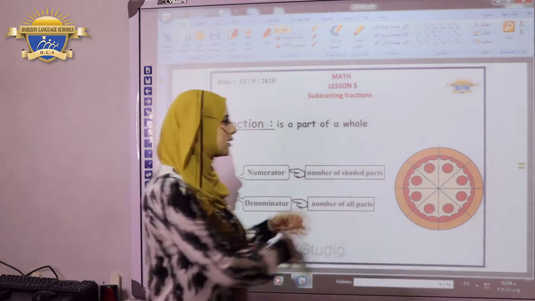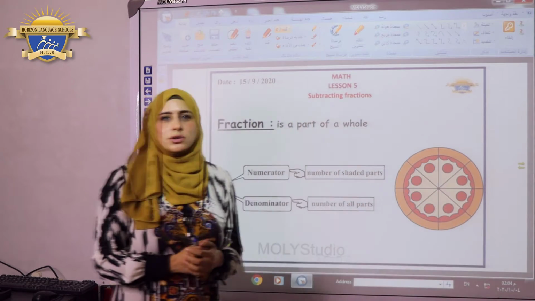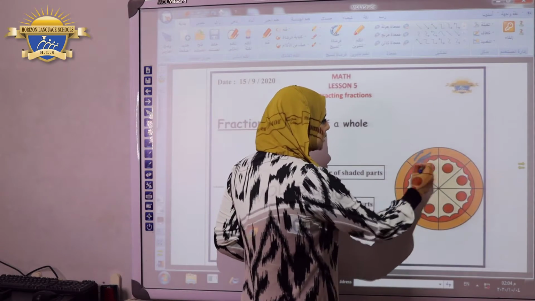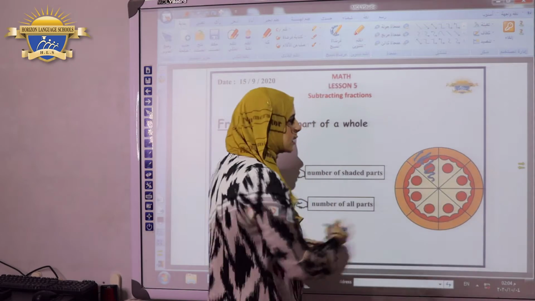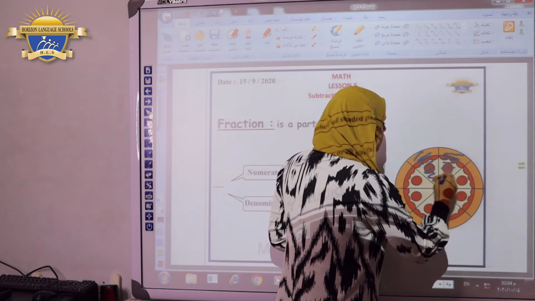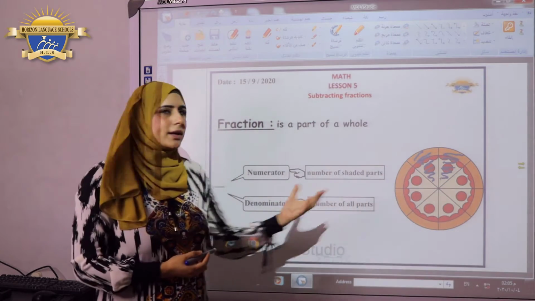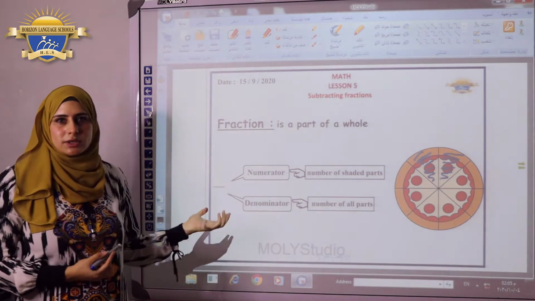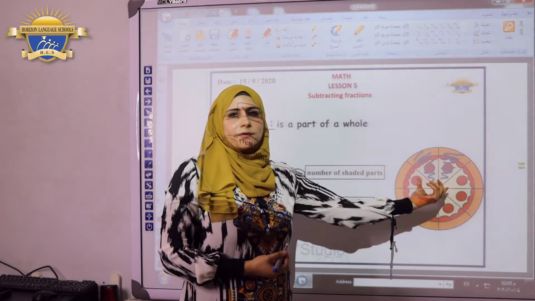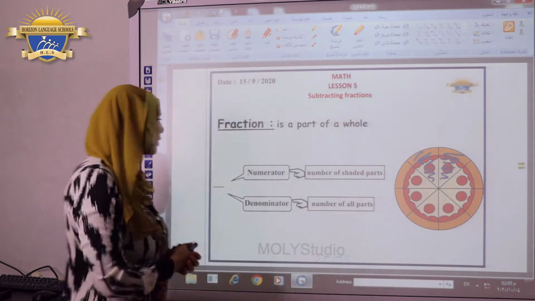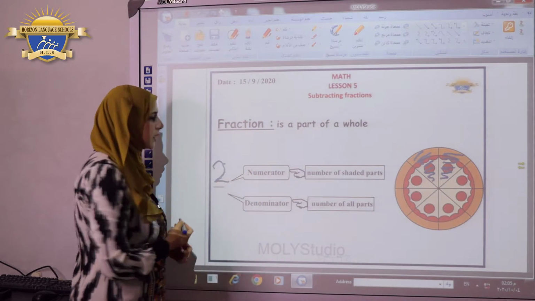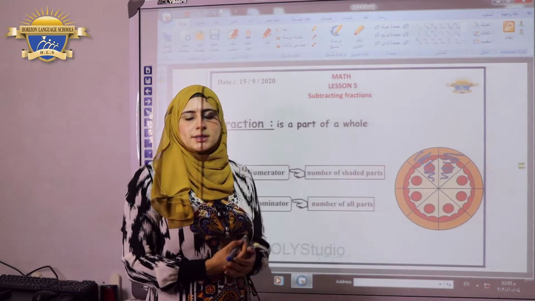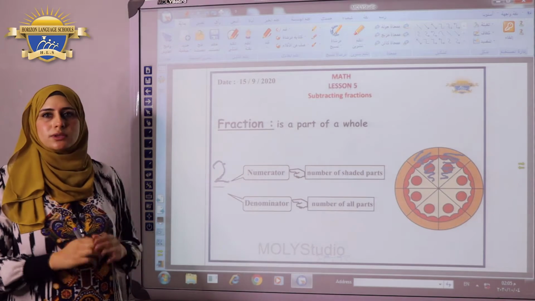Here, if I have a whole pizza and we want to eat only 2 parts, so I will eat this part, the first part, and I will eat this second part. How can I represent the 2 parts in the form of a fraction? Here, I have 2 shaded parts, so I will write 2 in the numerator, the number of shaded parts, and I will write the total parts.